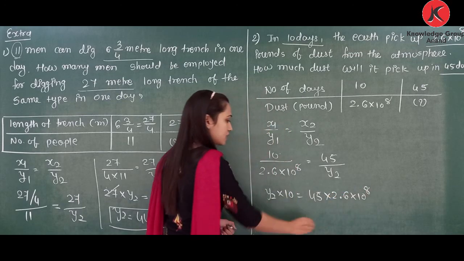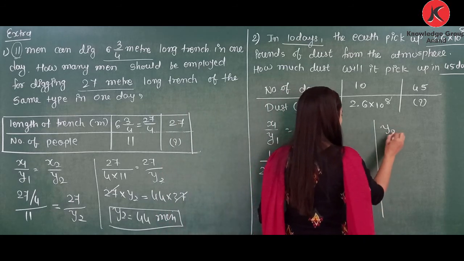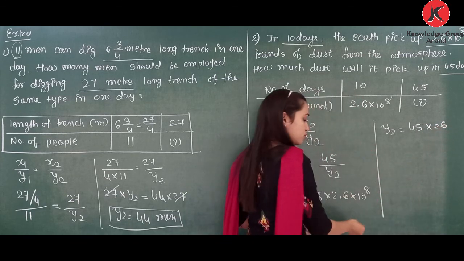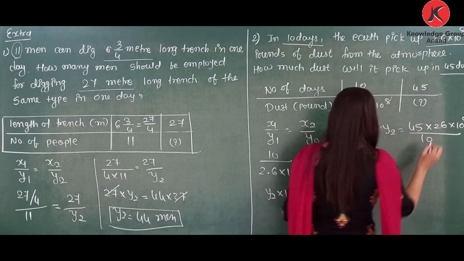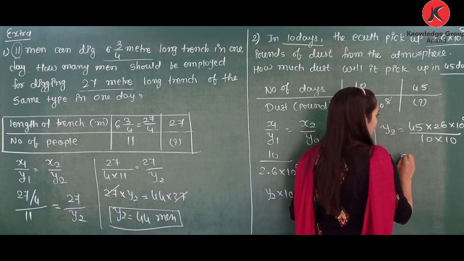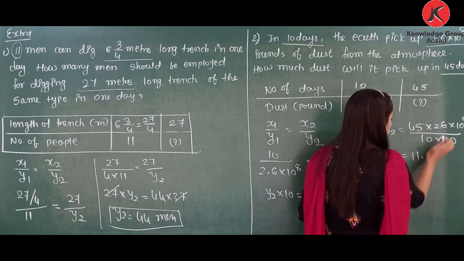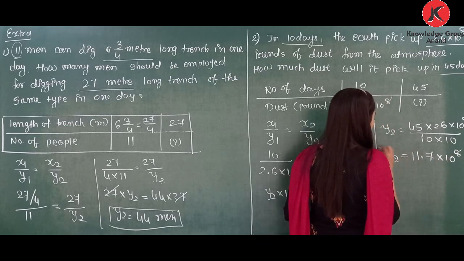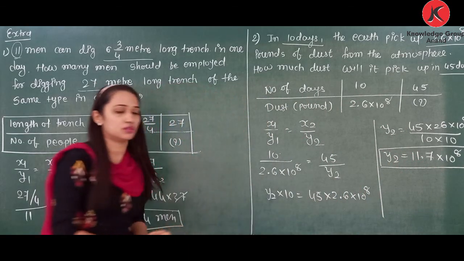Now take this 10 and divide. So we get y2 is equal to 45. 2.6 is 26 by 10. And this 10 will be in a divide. So if you multiply this, you will get 1.17 into 10 raised to 8 pounds. That is the dust in the atmosphere after 45 days.